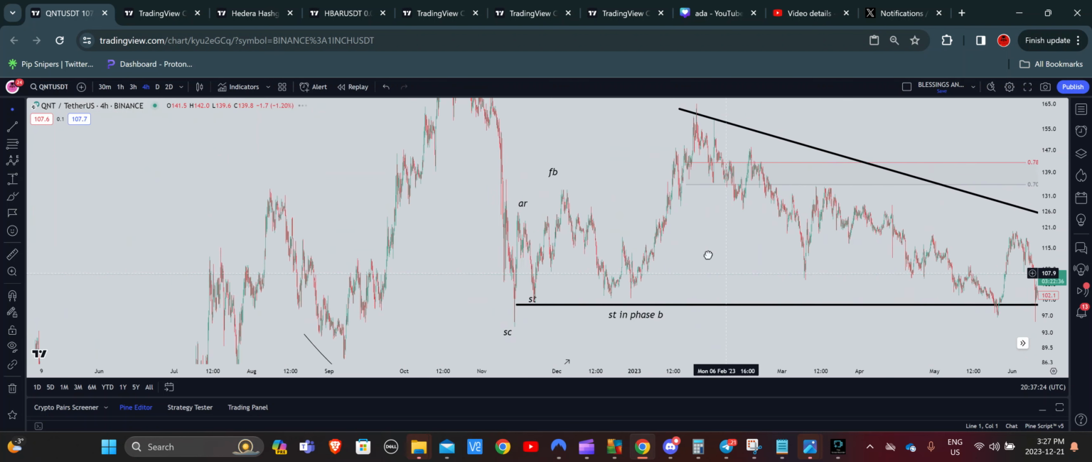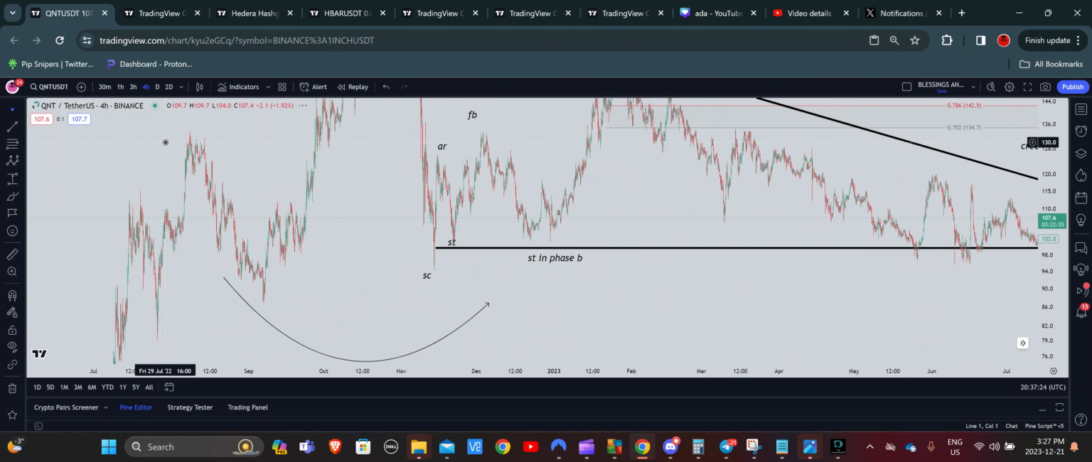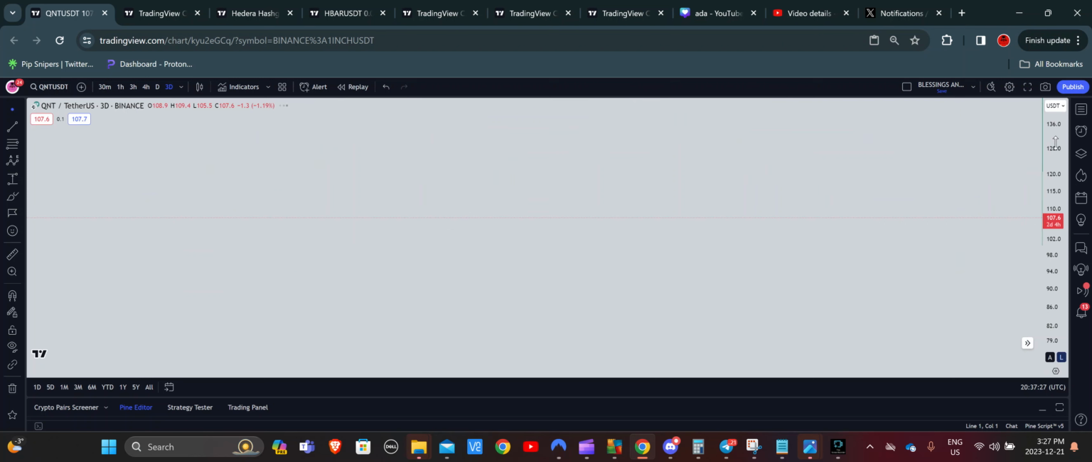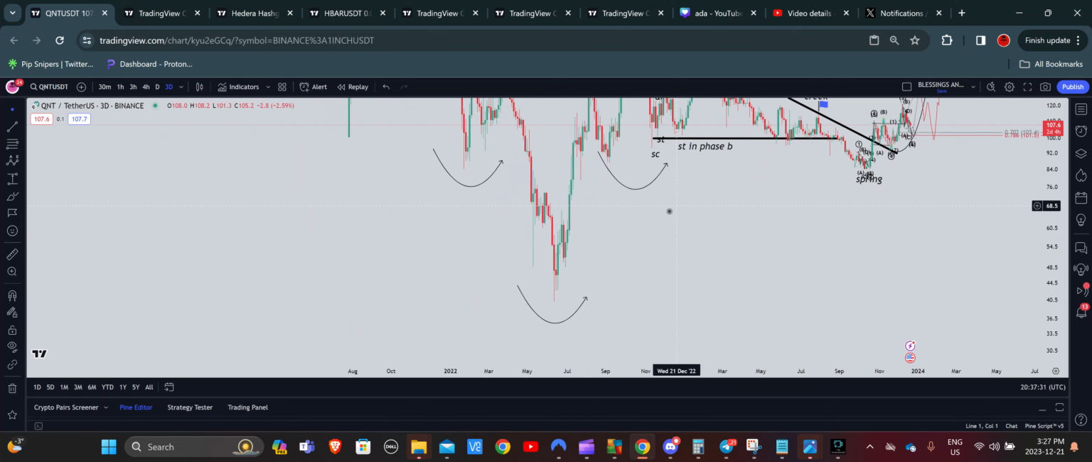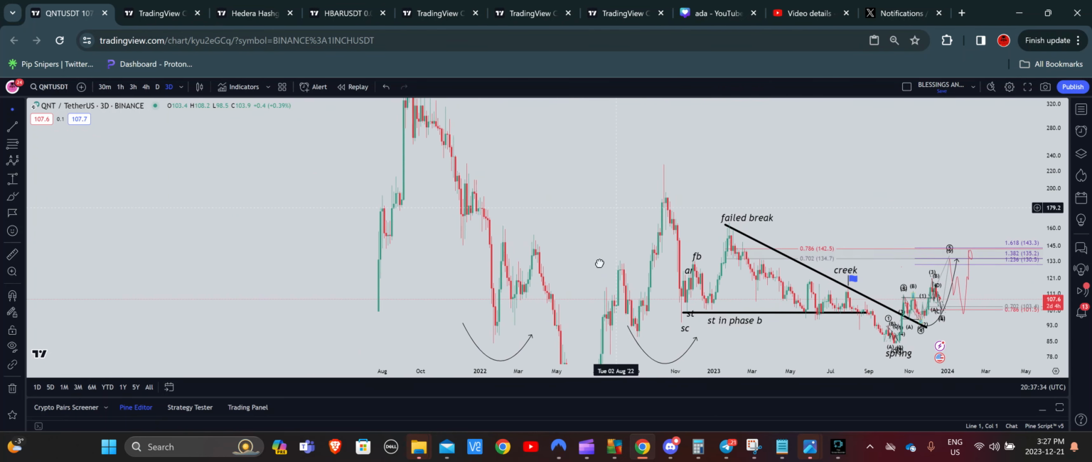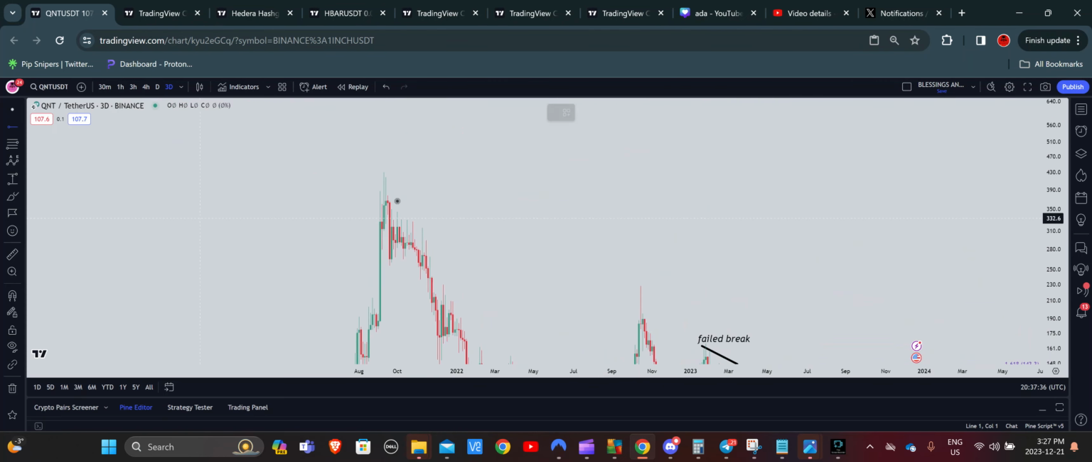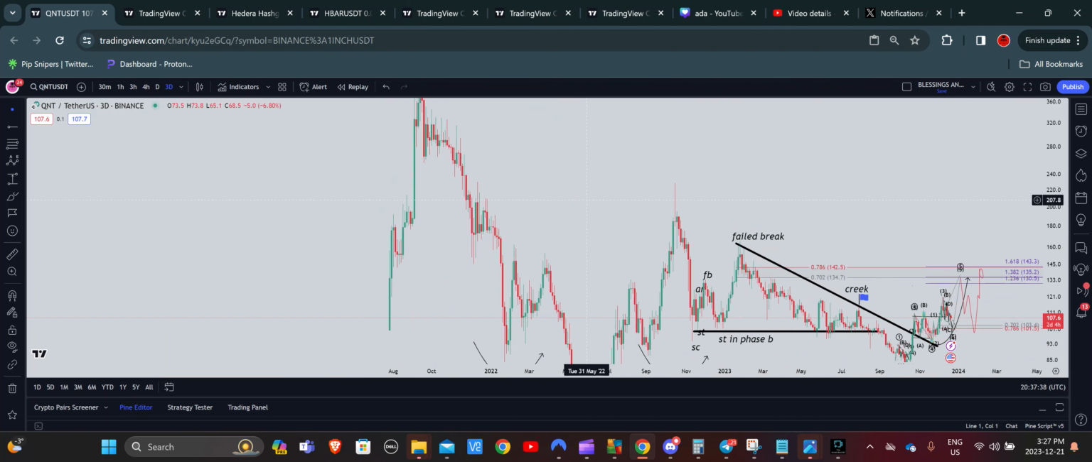Let's take a look at Quant over here. And what we see on the 3-day time frame is an inverted head and shoulders pattern. So over here is your left shoulder, your right shoulder, and then your head. I eventually do think that Quant is going to break this all-time high over here. I'm very sure of it.